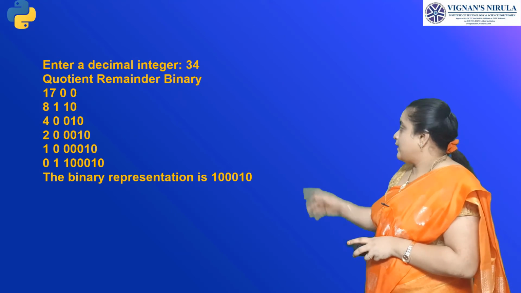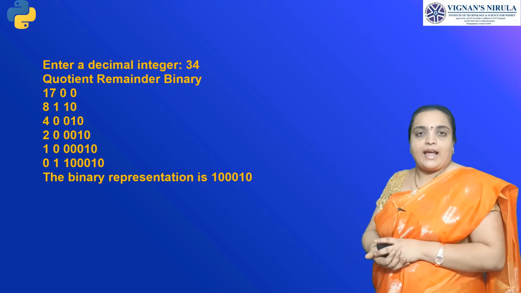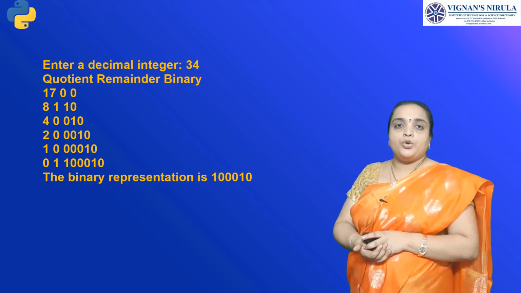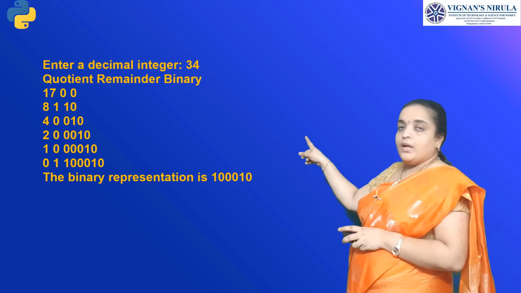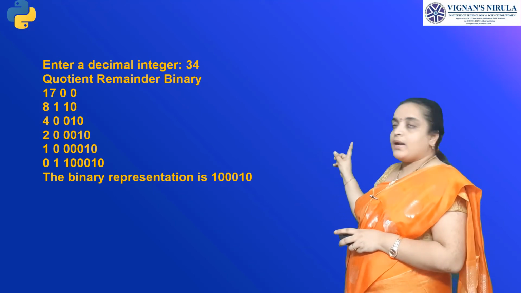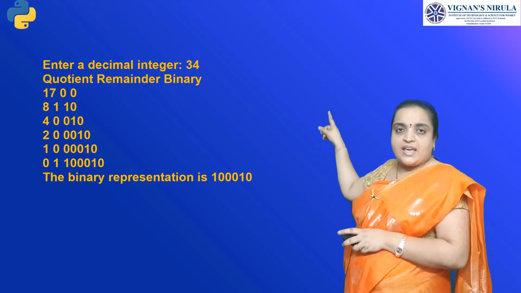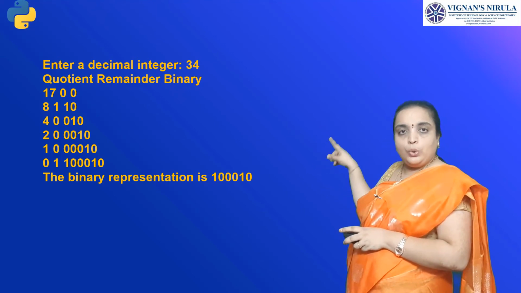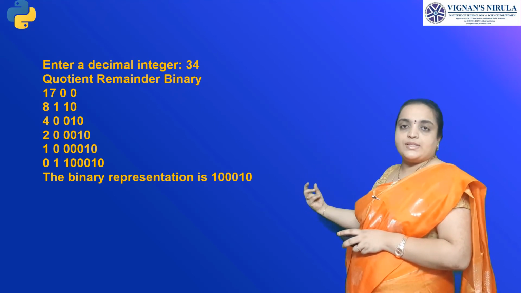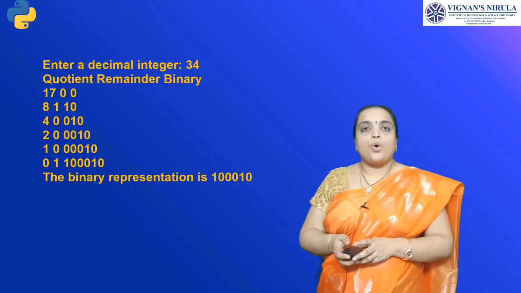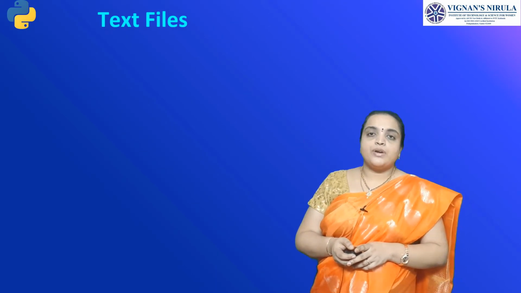Here, 34 is the decimal number that I have taken. Initially it is divided by 2. What do we get? We get 17 as the quotient, the remainder is 0. In the same way, we repetitively divide the number by 2. At last we get the values, and those values are nothing but the binary number of the particular decimal integer. Is that clear, students?